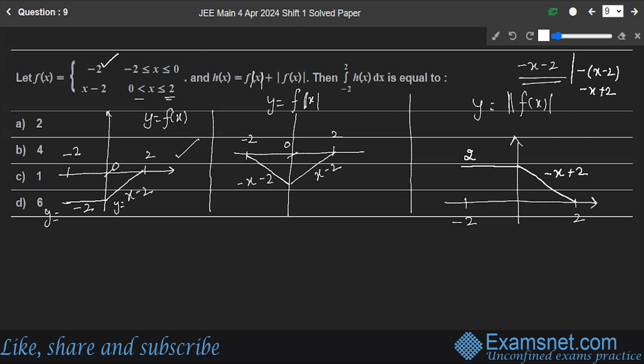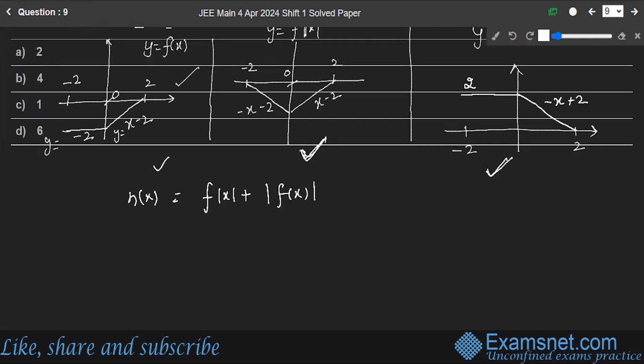Now let's get back to what we had to find out. We have h(x) = f(|x|) + |f(x)|. So using these graphs, actually these two graphs only, because I don't need the third graph right now, what will your h(x) be equal to? This will be equal to -x - 2 plus 2, which gives -x, for x lying between this interval.